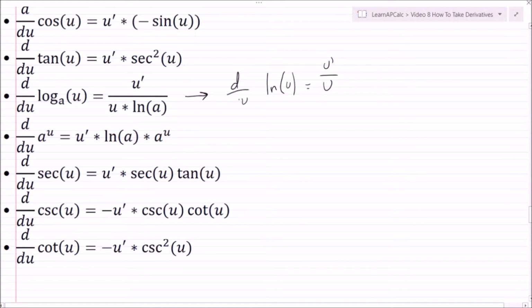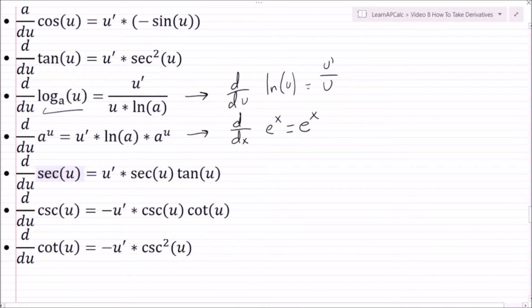I'll keep that there. But if you know this, then you know this. Similarly, the derivative of a to the u is u prime times ln of a times a to the u. And so you might have seen that the derivative of e to the x is just e to the x. And again, this is just a special case of this.